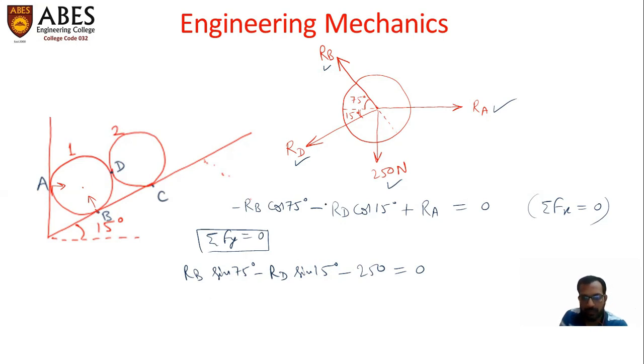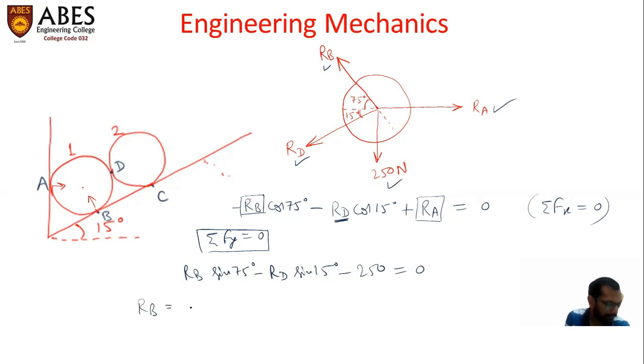So this is the second equation, and we can solve these two equations mathematically. In these two equations RD is a known value. We already calculated this force RD previously. So there will be only two unknown forces, RB and RA. And we can solve these two forces using these two equations mathematically. So these are the final results for you.